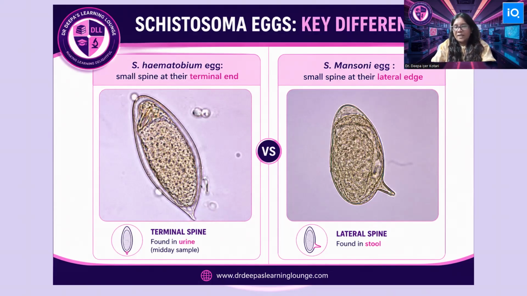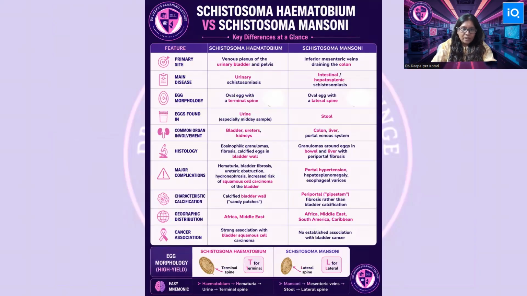Always remember one take-home message from me today. Terminal spine, Schistosoma haematobium. Lateral spine, Schistosoma mansoni. Terminal spine, Schistosoma haematobium affects urine. It is a bladder infection, and it can lead to squamous cell carcinoma. Schistosoma mansoni, you will find in the stool sample. It causes liver and intestinal infection, and it can lead to portal hypertension. Okay, so that is one important thing.